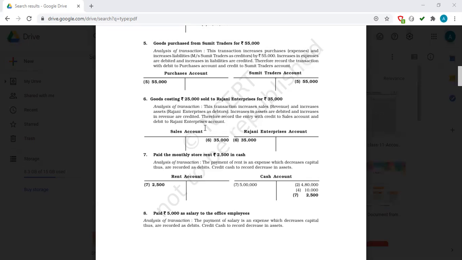But store rent is an expense of the business. He is running a store and that rent is to be paid by him. So it is an expense of the business, right? So what would be the effect here? Rent is your expense, right? So it will be written on the debit side. And cash goes out.